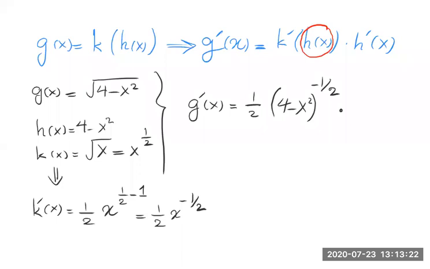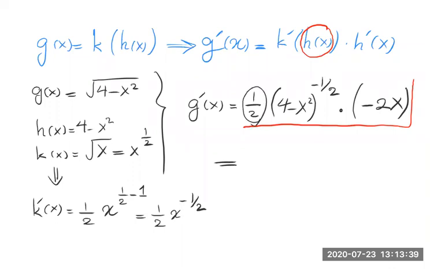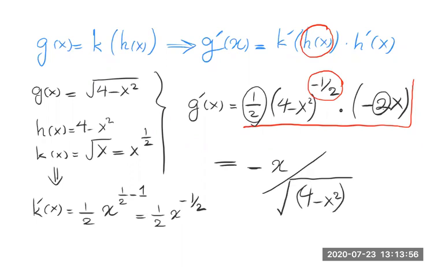What is h prime? h was 4 minus x squared. The derivative of 4 is 0, and the derivative of minus x squared is minus 2x. That would be the derivative of this function. We can simplify it a little bit. We have 1 over 2 here and 2 there, and if we multiply them we get 1, so it would be minus x. Because the power is negative, we can move this to the denominator. It would be 4 minus x squared to the power 1 over 2, which is the same as the square root. That is the derivative of the first component of our function.